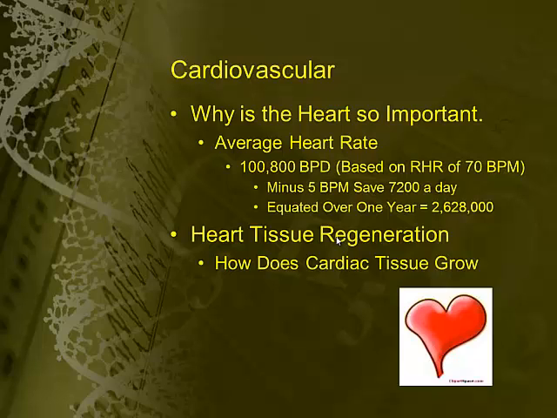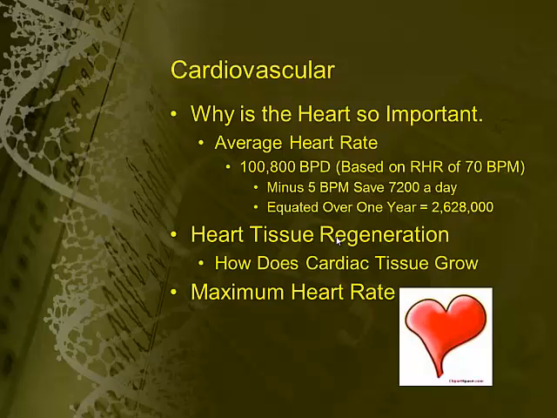That saves over 7,000 beats a day. So the heart has to beat 7,000 times less, and it equates to over 2.5 million in a year. And it is very easy to lower your resting heart rate from 70 beats a minute down to 65. You can do it in about 3 to 4 weeks if you train 2 or 3 times a week for 30 minutes. It's very easy to get your resting heart rate down to that. And again, we just talked about heart tissue regeneration. It can grow in both that parallel or that serial type pattern.